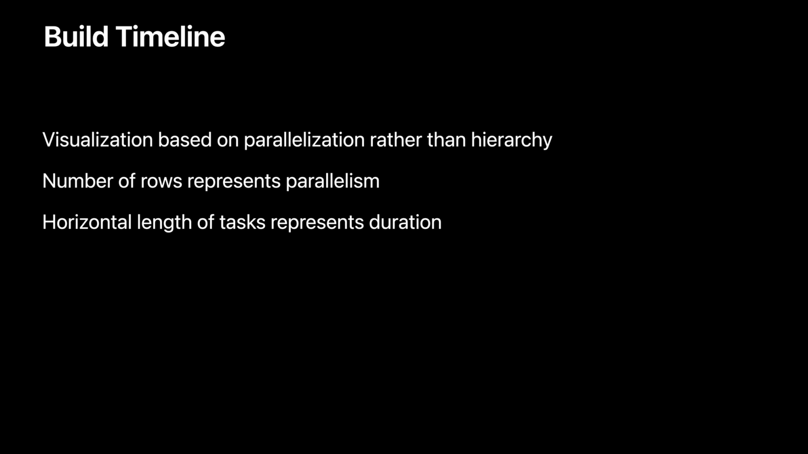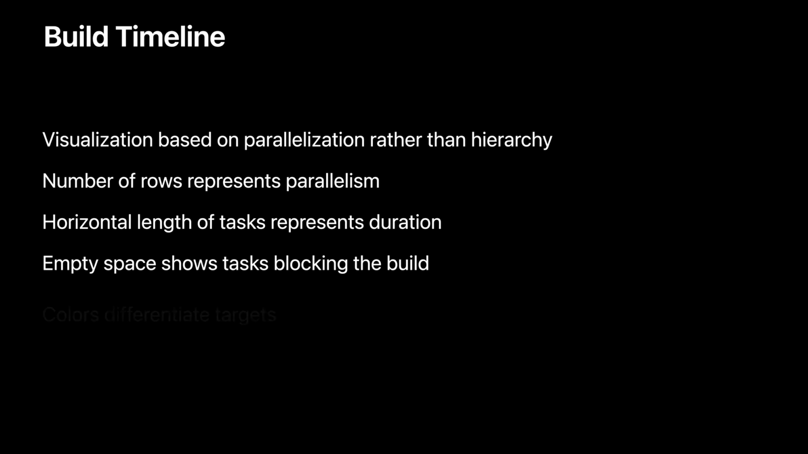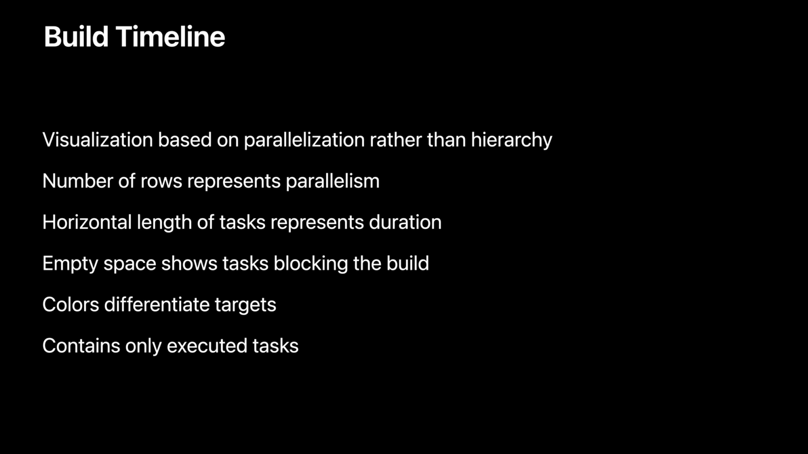Empty space in the graph shows where unfinished tasks blocked downstream tasks from starting to execute. Different colors applied to the timeline elements help distinguish the different targets that were part of the build. And on incremental builds, the timeline will only contain tasks that got actually executed, allowing to spot long-running tasks, especially ones which might not have been expected to run during this build.